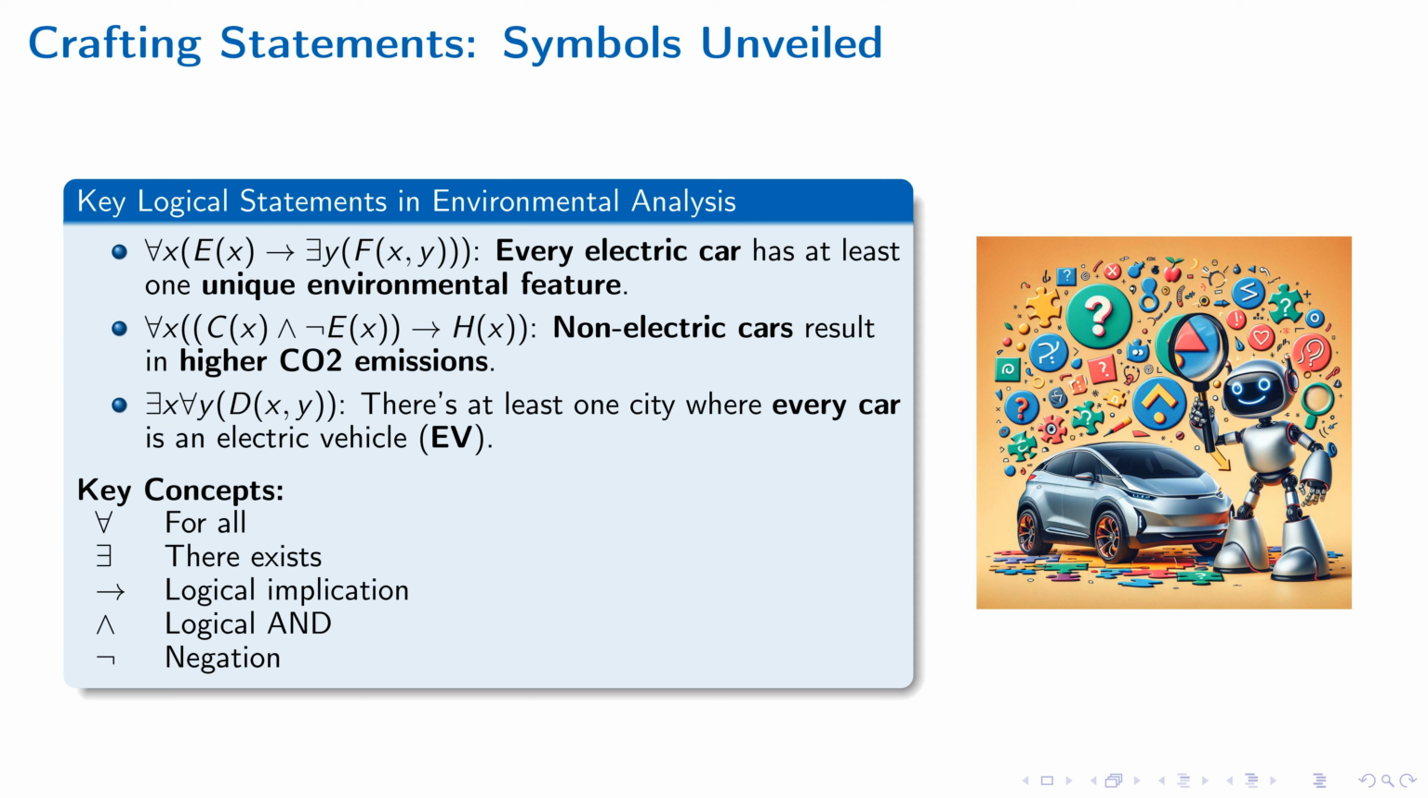Here for all is every, there exists is at least one, implies is if then, and combines conditions, not is the opposite. Deciphering these statements helps us understand the environmental impacts of different types of vehicles.